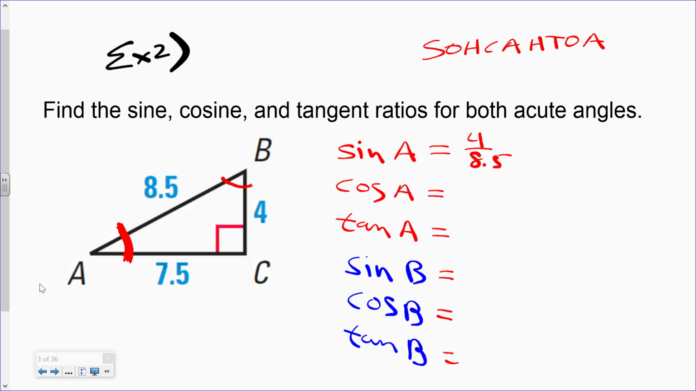Cosine of A is, SOHCAHTOA, adjacent over hypotenuse. The adjacent of A is 7.5 over hypotenuse 8.5. Tangent of A. What does SOHCAHTOA say? Tangent is opposite over adjacent. The opposite of A is 4, adjacent is 7.5. Again, right now I'm just going to set up my fraction and do the calculations later.